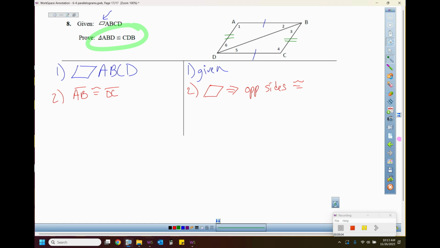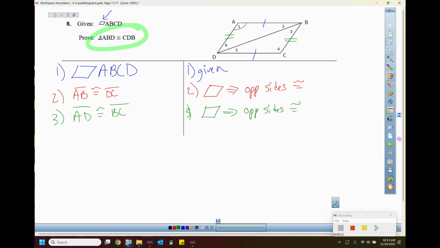Can't I get this also? So step 3, I can do segment AD is congruent to segment BC for the same reason. Parallelograms imply that opposite sides are congruent. But I don't have enough information to prove the two triangles congruent, so you can do lots of things. You can do this, angle 1 is congruent to angle 4, because those are like the opposite angles of a parallelogram, so we could do that if we wanted to.